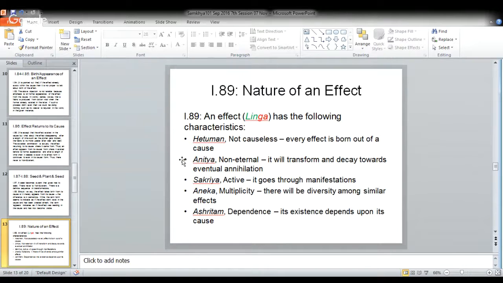Let's see. An effect. Let me read the original first. 1.89. Hetu mat anityam sakriyam anekam ashritam lingam. So the effect is given a term here, not as kaarya now. Here the word is linga, which is very unusual because he has just now discussed the nasha, kaya and laya. So I just want to make a reference to this word linga.